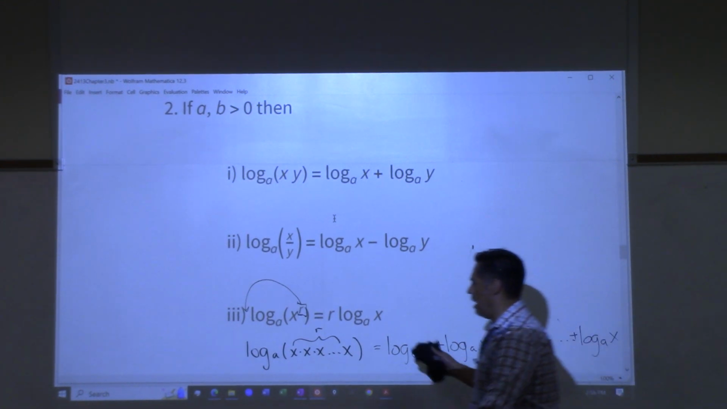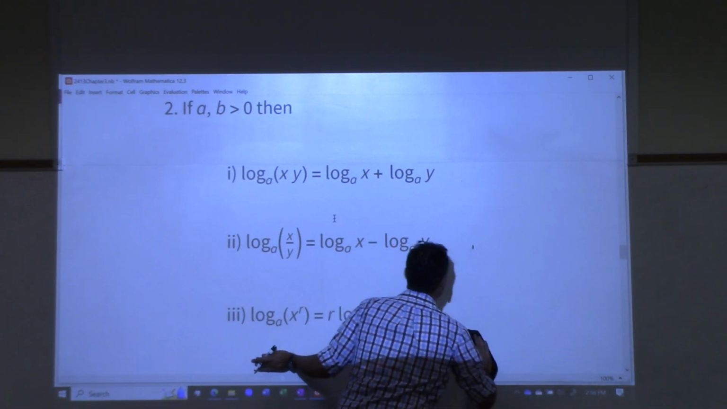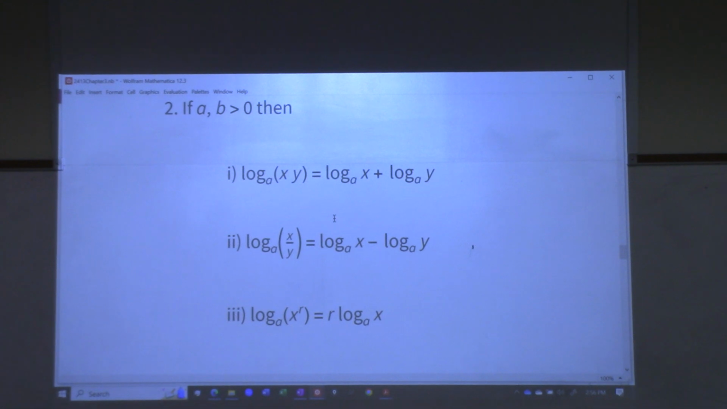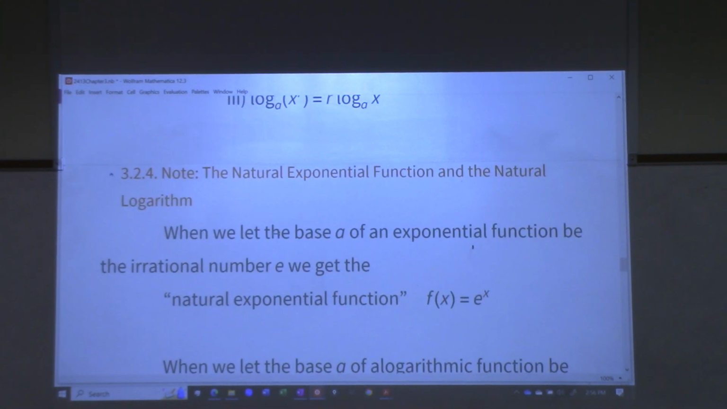Okay, maybe I'll do it at the end of class. We'll see. I don't know. I still want people to think about it. All right, those three properties are extremely important. All right, there were some special exponential and log functions that you learned.